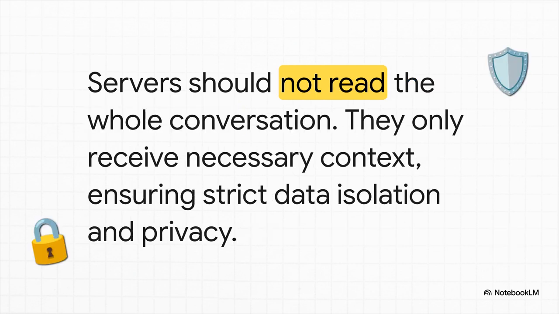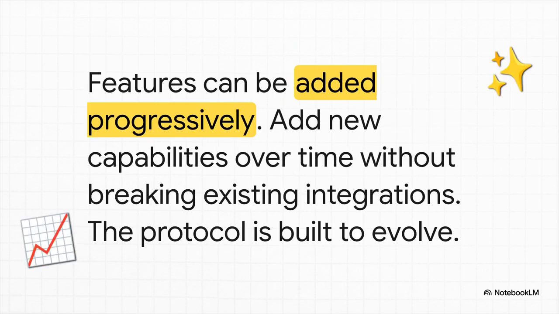Okay, this next one is a huge deal, especially for security. A server only ever sees the information it needs for one specific task. It never, ever gets to snoop on the entire conversation history. This creates a really strong security boundary between your components. And finally, MCP is built to grow with you. That whole capability negotiation thing we saw at the beginning means you can add new features and new servers down the line without breaking anything that's already working.